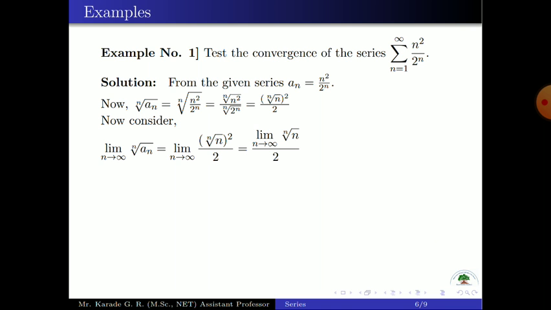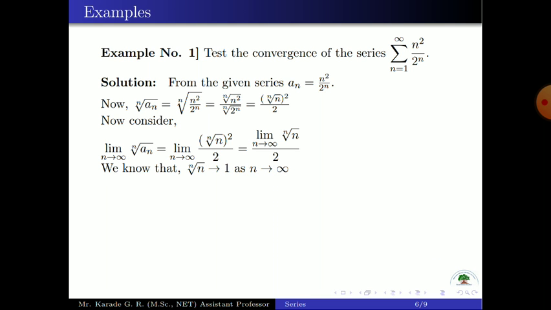Now we consider the limit as n tends to infinity of the nth root of an, which is equal to the limit as n tends to infinity of the nth root of n, squared, divided by 2. Separating this limit, the limit of 2 is 2, and for the numerator we write the limit as n tends to infinity of the nth root of n, squared.